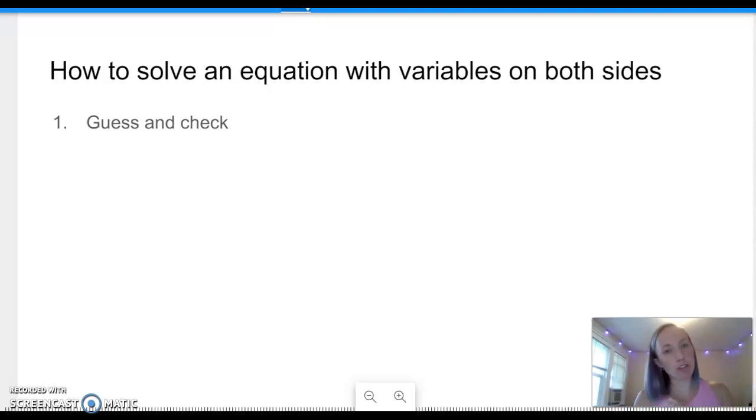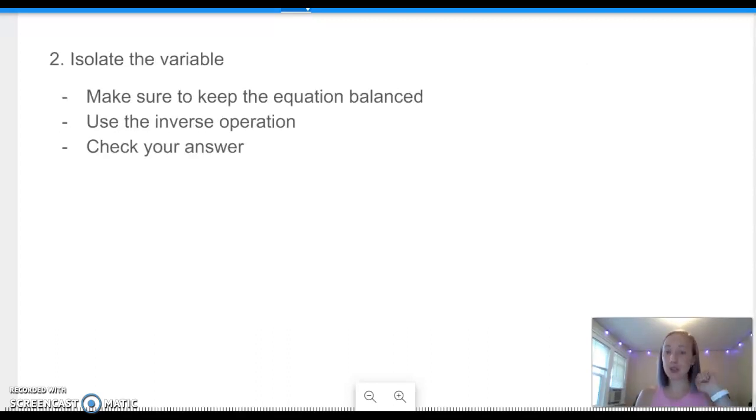So the first option for how to do it is to guess and check, meaning we just pick a number for the variable and see if it works. Now, it can work, it's just not super efficient because it can take us a little while and we don't know how big the number is, whether it's positive or negative, or whether it's even a whole number. So I would recommend using the strategy of isolating the variable.